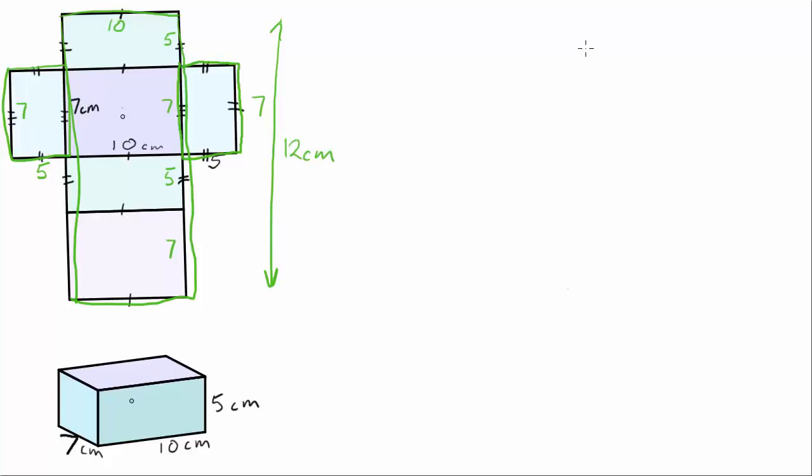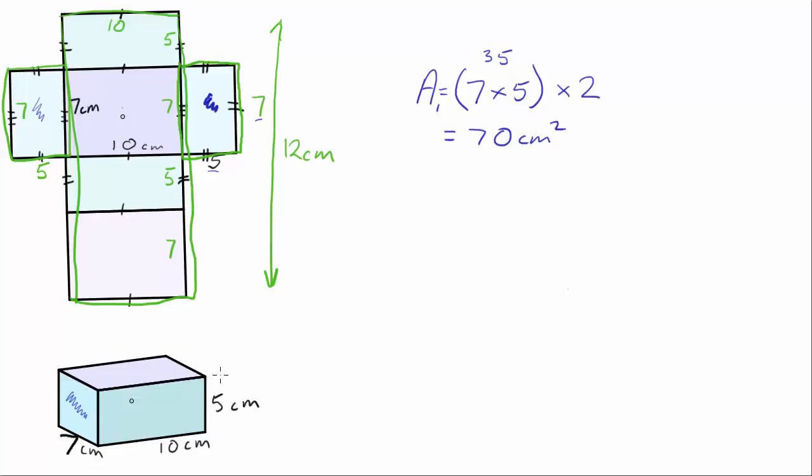The first thing we're going to calculate is the area of these two rectangles here. The length of the rectangle is 7 and the breadth is 5. So for one of the rectangles, its area will be 7 by 5. But we've got two of them, so we need to double that answer. We know that 7 fives are 35. Double 35, we end up with 70 square centimetres. We'll call that A1, which is the area of the two end faces, which correspond to these two faces here, the one on this end and the one on the other end.